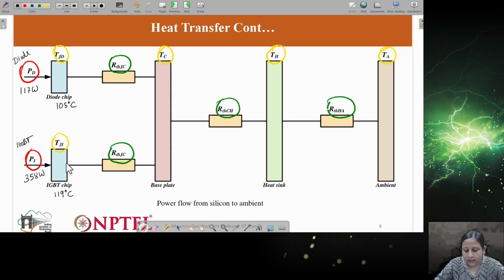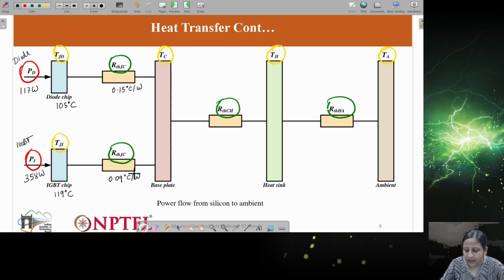Now after this diode chip, you can see this point, there is a thermal resistance. The thermal resistance is generally given in the data sheet of the diode or the IGBT. So this will be the thermal resistance between the junction and the case. This is the base plate, which we can access as the case. The thermal resistance which is given, let's say, is equal to 0.15 degrees Celsius per watt for the diode, and the thermal resistance of the IGBT is given in the data sheet as 0.09 degrees Celsius per watt.